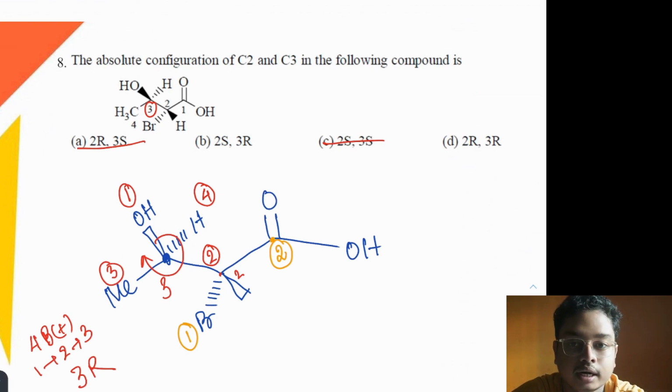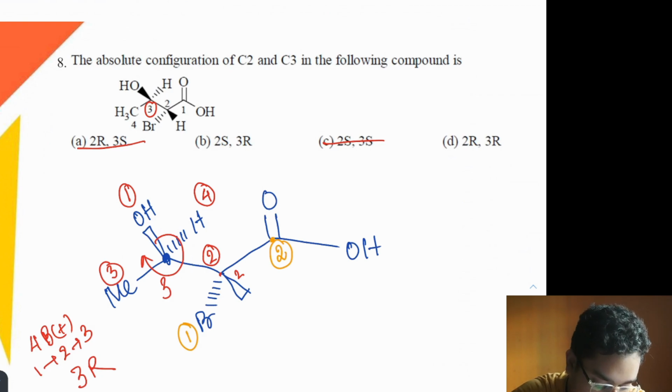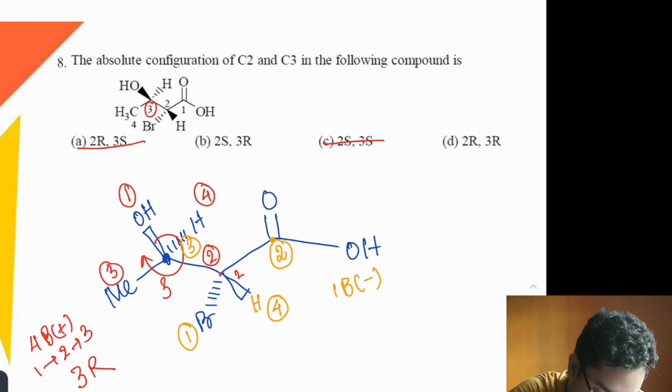Here only one oxygen group is there. So this will be the third priority. And this is the hydrogen. That is the fourth priority group. So now we are looking at the rotation. We are using here 1b minus. So the rotation of 2, 3, 4, 2, 3, 4 is anti-clockwise in nature.